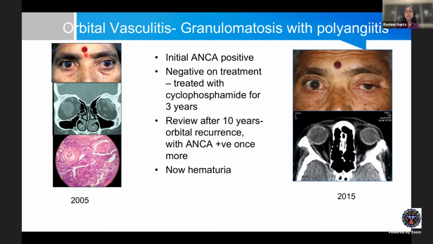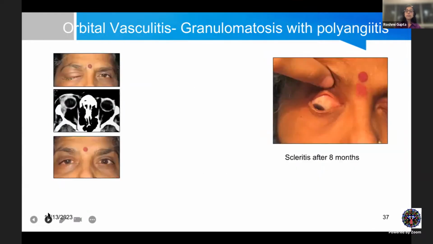Initially, ANCA was positive. So when we test for ANCA for GPA, it should be by the ELISA method. Initially, the ANCA turned negative on treatment and she was treated with cyclophosphamide. After 10 years, she had an orbital recurrence with once again ANCA positive, and this time she presented also with hematuria. Let's take this other lady. She initially presented with acute inflammation, which was treated, and she recovered. But after 8 months, she again presented with scleritis.